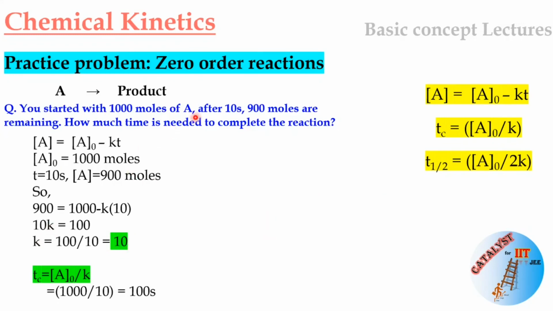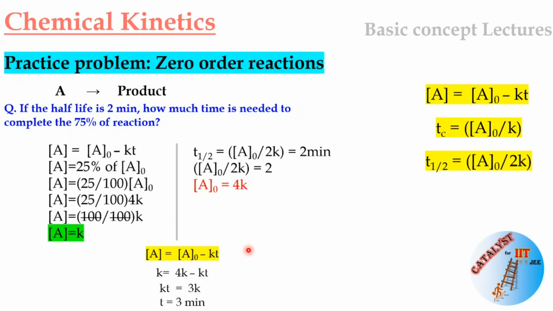Now you have the A0 value, which is 1000, and you have the rate constant value, which is 10. Now you also have the time of completion then, right? So time of completion is A0 by k, and it becomes 1000 by 10, which is equal to 100 seconds. So after 100 seconds, the reaction will be completed, right? So the answer is 100 seconds.